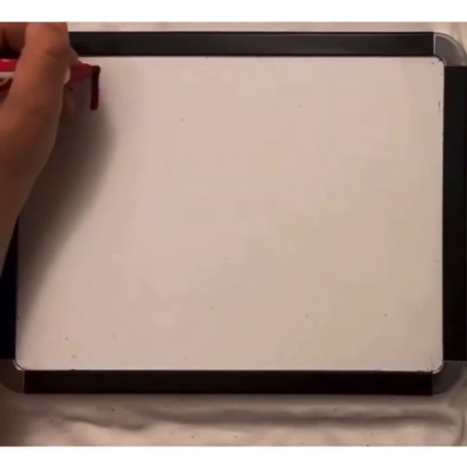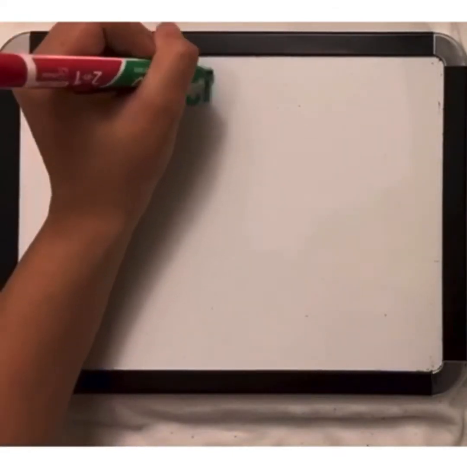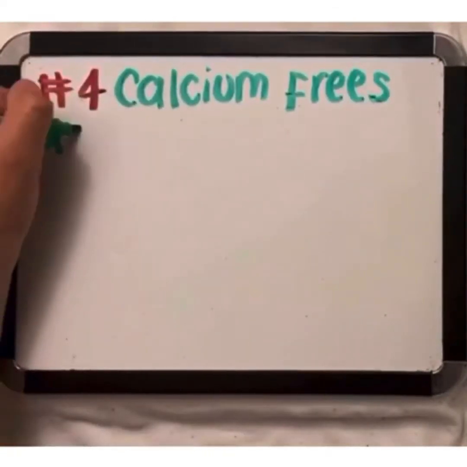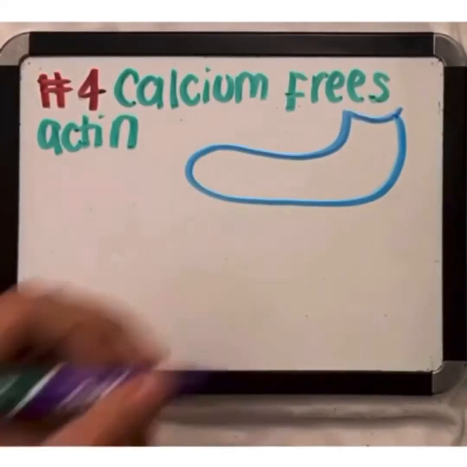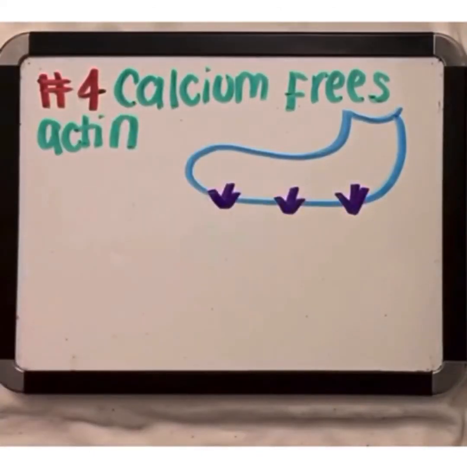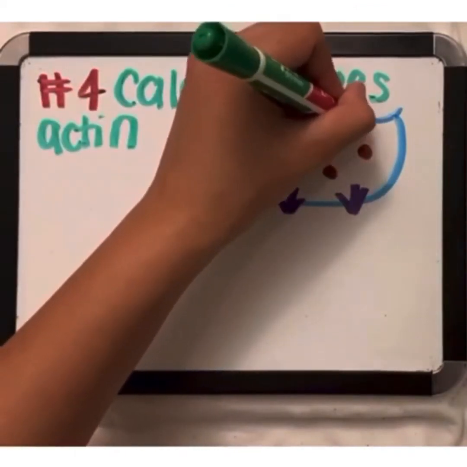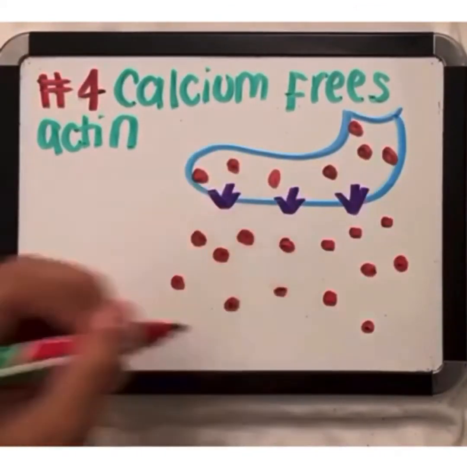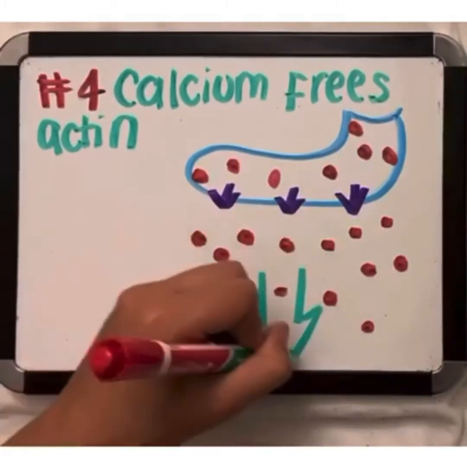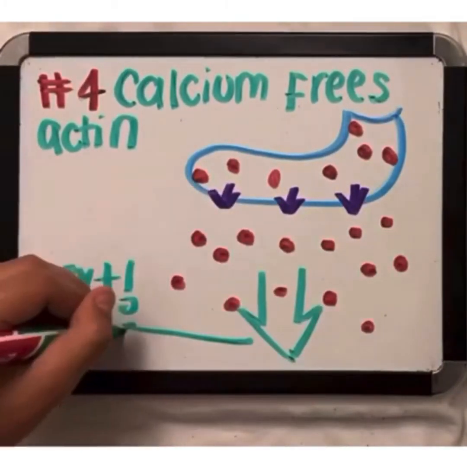In step 4, we have calcium freeing the actin. Here the calcium is used to remove the barrier, tropomyosin, from the myosin binding sites on actin. Here we have the calcium that is going to bind to actin to free the sarcomere.